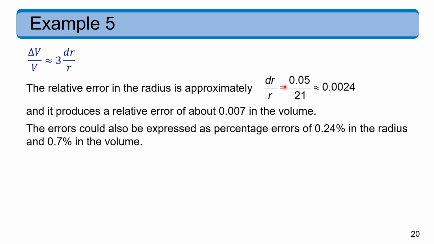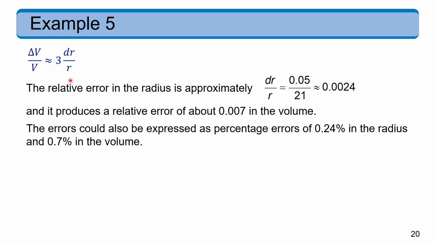Recall that in this problem, we were told that the tool we were using to measure the radius had a maximum error of 0.05 centimeters. So that's the dr. And the r was the measured radius using that measurement tool, which was 21 centimeters. Simplifying this fraction, we get 0.0024, and that is a unitless number because the numerator and denominator were both in centimeters, so the units cancel.